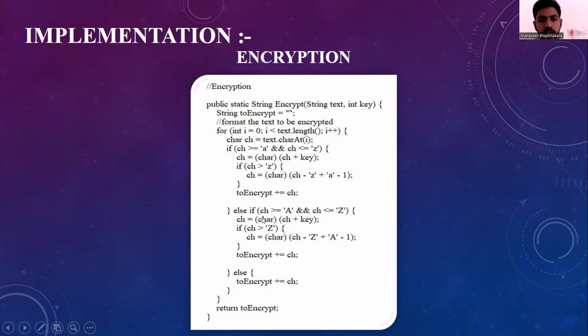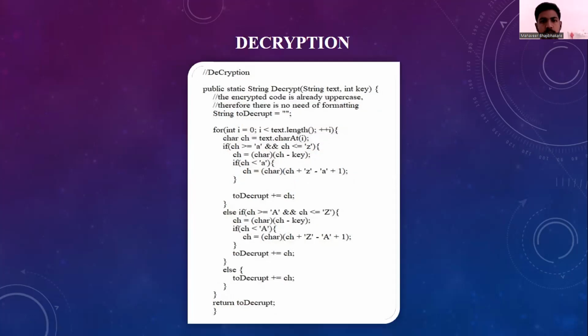Another else-if statement is there for the uppercase, where we check whether the character is between capital A and Z, and if so, it updates the same way. This is all about the encryption process. The decryption process is the vice versa of the encryption process. We first create the to-decrypt string, which is initially empty, and then the two cases for lowercase and uppercase are there, and it returns the to-decrypt string.